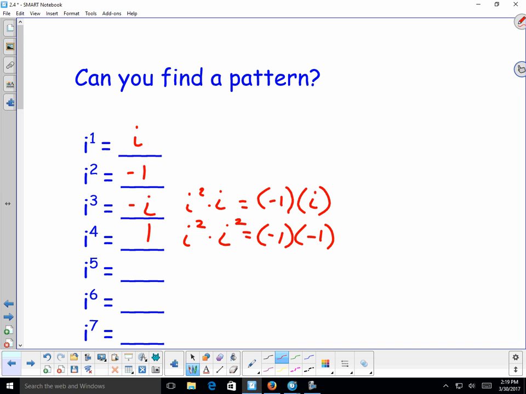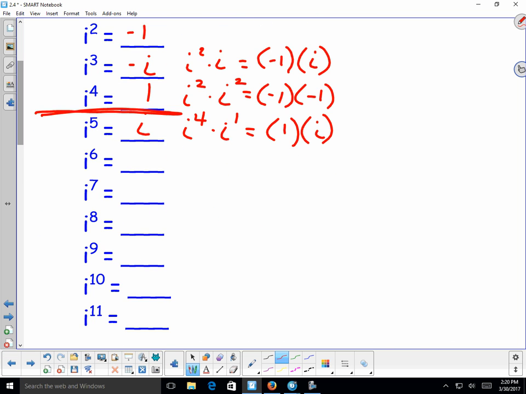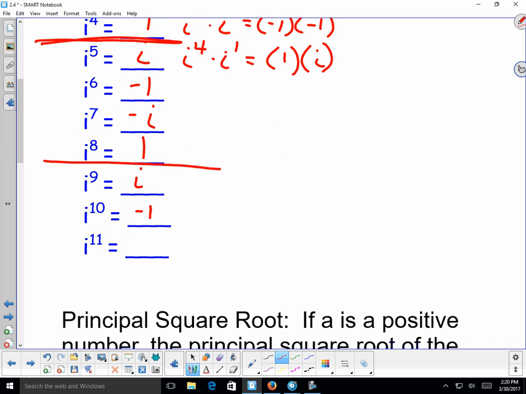How about i to the fifth? Well, that could be i to the fourth times i to the first, but i to the fourth is 1, so I get 1 times i is i. It's starting to repeat. So every 4 in our pattern, it's going to repeat. So the pattern goes like this: i, negative 1, negative i, 1. i, negative 1, negative i, 1. i, negative 1, negative i, 1.